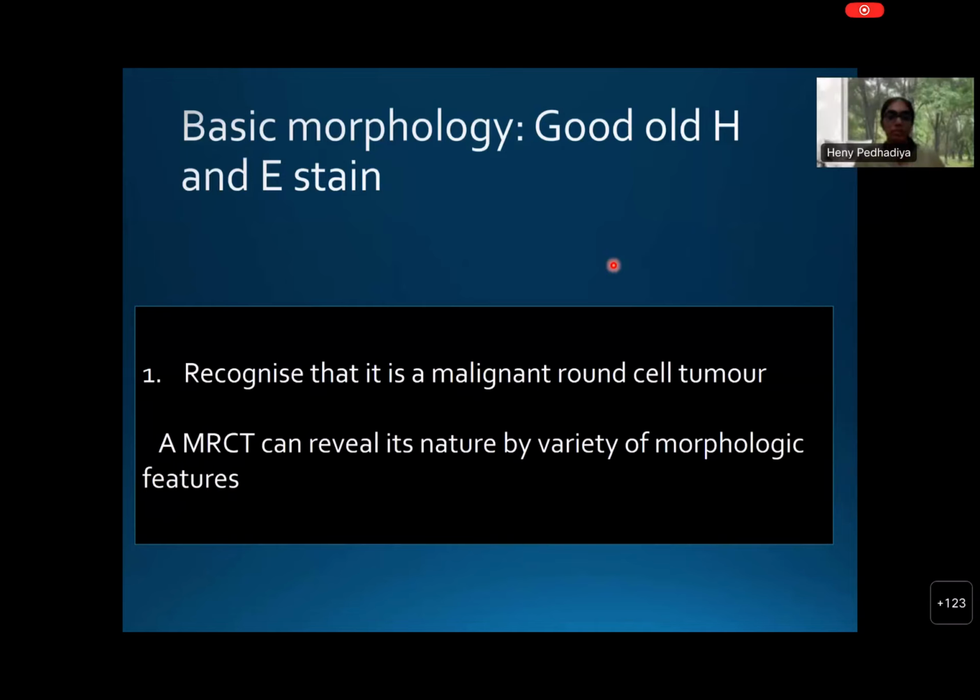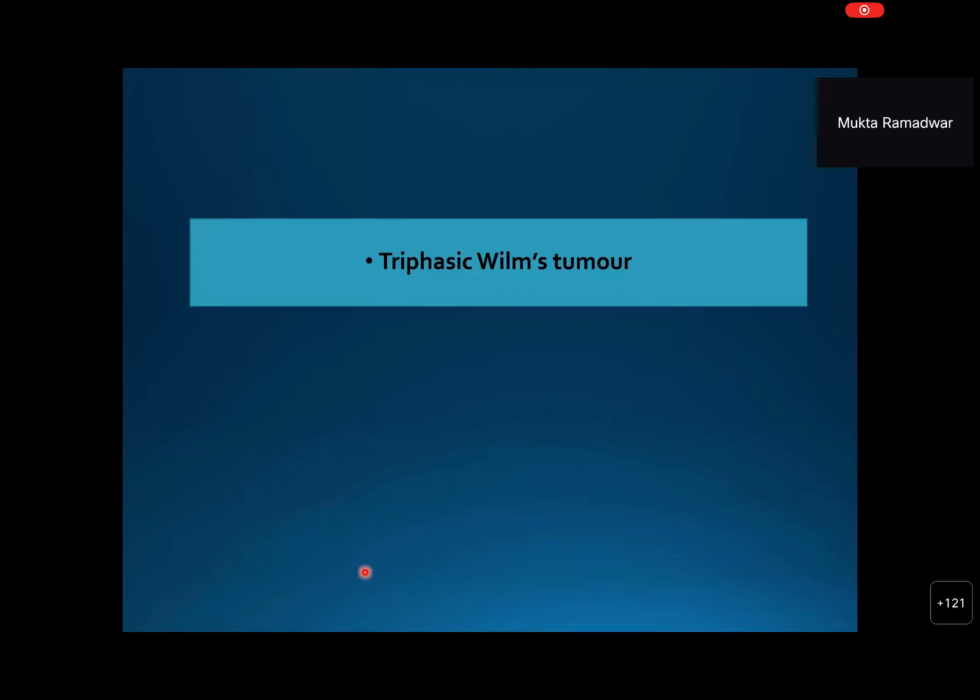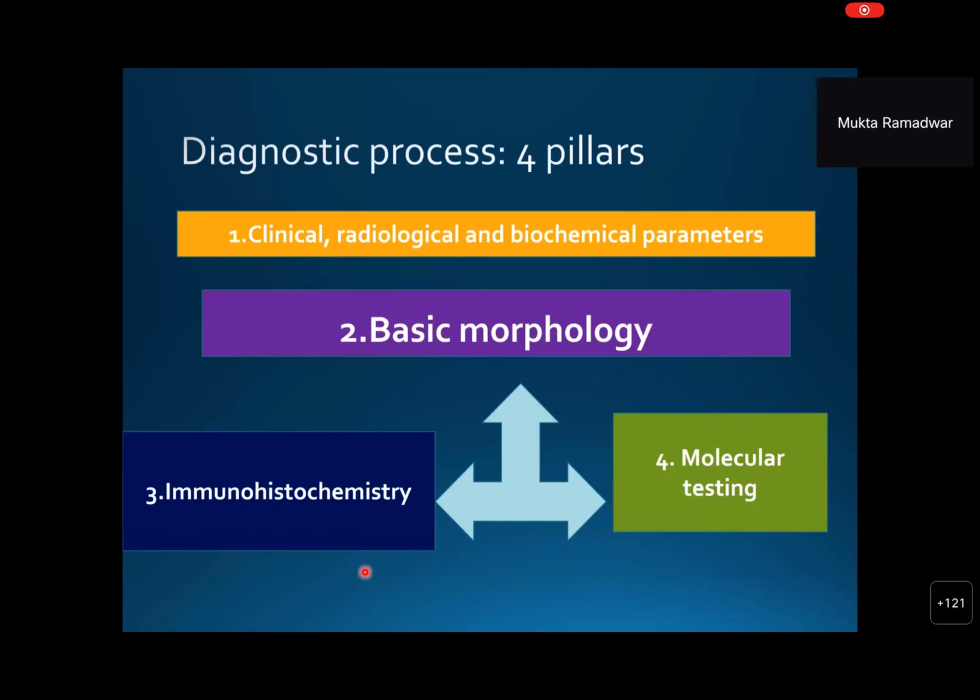So coming back to where we actually began, the basic morphology, which is good old hematoxylin and eosin stain, still forms the basis of our diagnosis. The first and important step is to recognize that it is a malignant round cell tumor based on the features we just discussed. Then, although we define malignant round cell tumors as embryonal and undifferentiated tumors, most of them do have certain morphologic features which give you a clue about their diagnosis when you combine them with the clinical presentation. These are the 4 diagnostic pillars that we are revisiting now.